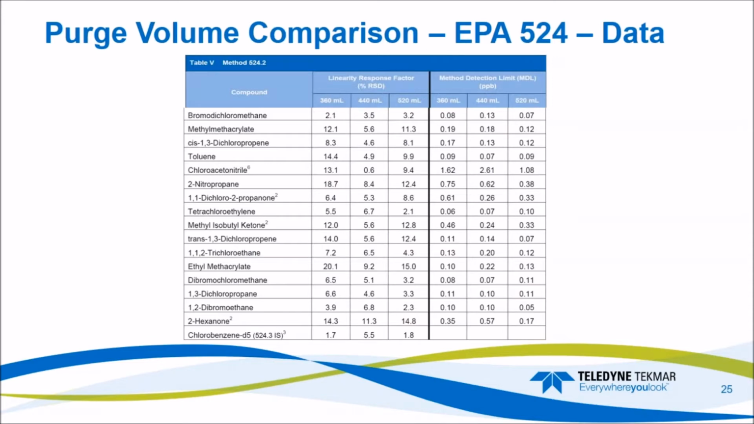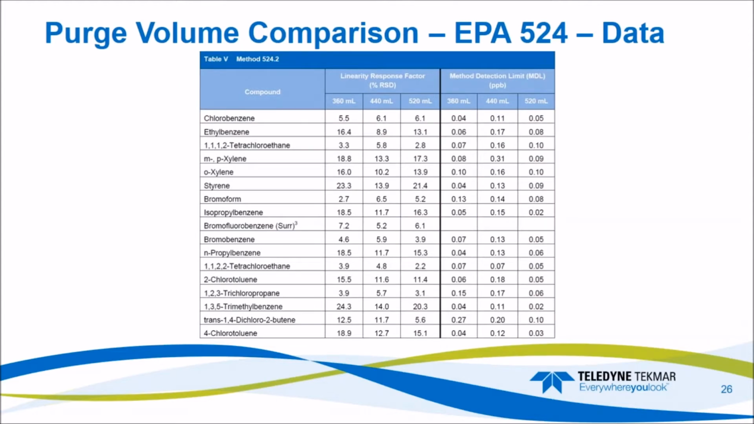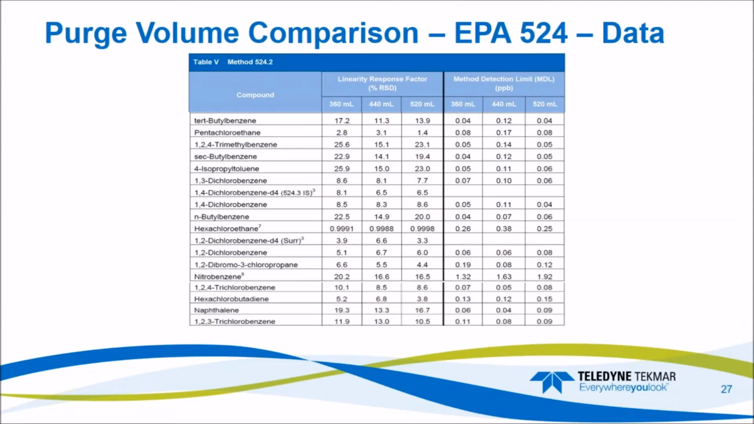And moving on to those heavier compounds, again, some of them need a little bit more time to desorb. But as you can see, the middle column with the 440 mil purge flow, the RSDs look great, and that's your standard 524.2 method. And getting into the heavier compounds, some with the low flow and the high flow definitely needed some more time to desorb. And our heavier compounds here at the end, same as before.